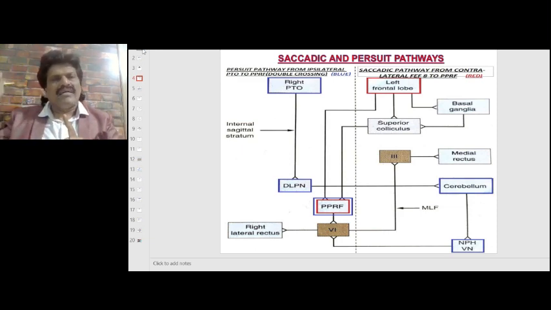6th nerve nucleus and lateral rectus, and the 6th internuclear complex going to the medial rectus through the MLF on the opposite side. So the 6th nerve nucleus controls the eye movement towards the same side, horizontal gaze. So when the PPRF and the 6th nerve nuclear complex are stimulated, the right lateral rectus and the left medial rectus through the MLF are stimulated. So the horizontal gaze is to the same side.